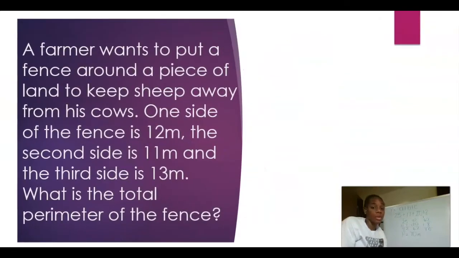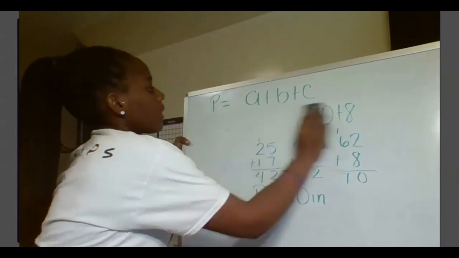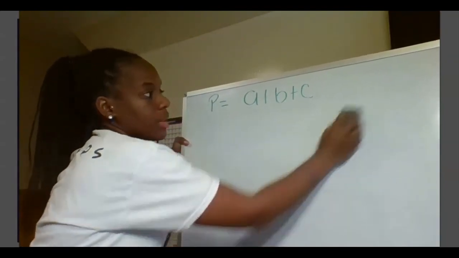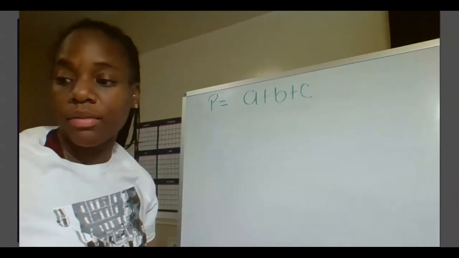All right, remember when you don't have an image given to you, you draw out your image. I want you guys to try this one on your own. It says a farmer wants to fence around a piece of land to keep sheep away from his cows. One side of the fence is 12 meters, the second side is 11 meters, and the third side is 13 meters. What is the total perimeter of the fence? So again, using the same formula. Only difference is that we don't have an image. So I want you guys to try that one before I go ahead and work it out for you.